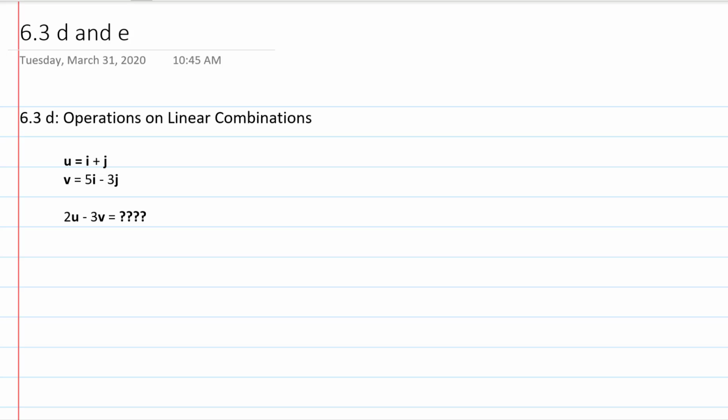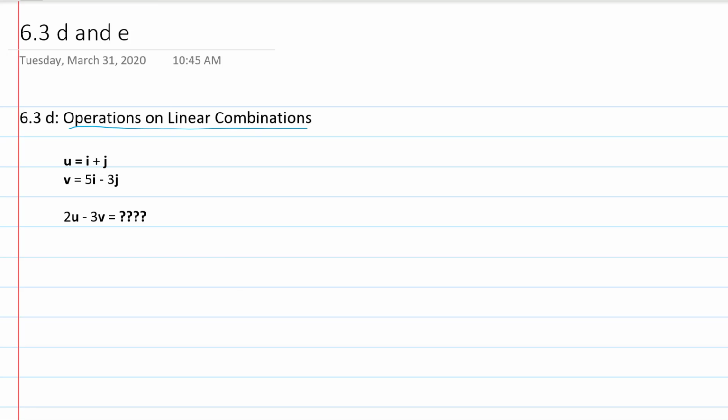Today we're working on assignment 6.3D and E. I know what you're thinking. You're thinking, Miss Patton, why do you keep stacking up two on top of each other? Well, this time the answer is because 6.3D is so easy that we could almost just skip it. But I don't want to skip anything, so we're going to do it, but you're going to find it really, really easy to do. So here's how operations on linear combinations work.